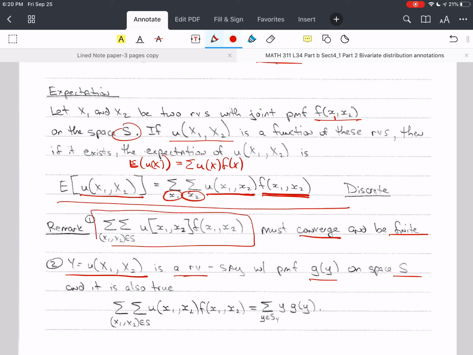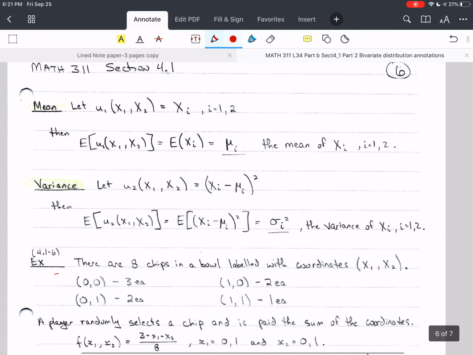Then the expectation of u of x1, x2, which is u of x1, x2 times f of x1, x2 summed across the space, is equal to the expectation of y, which is y times g of y summed across the space of y. Okay. So let's look at the mean.